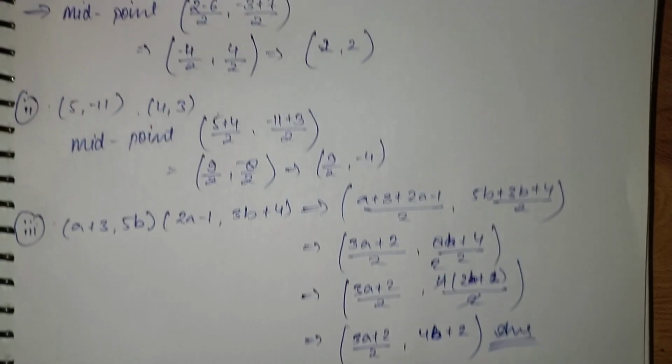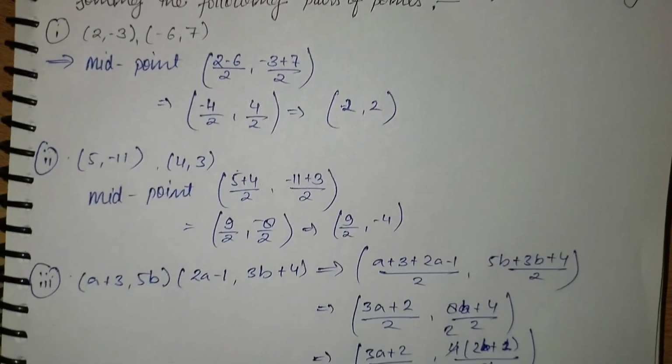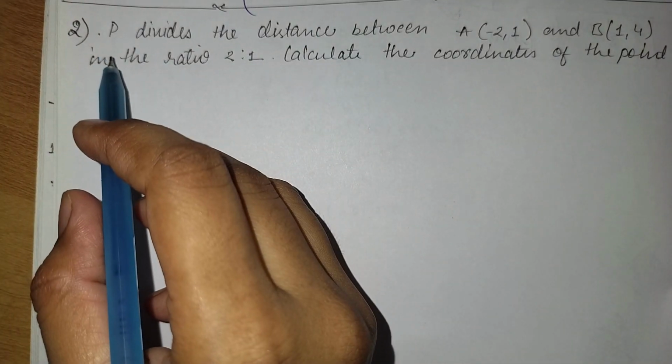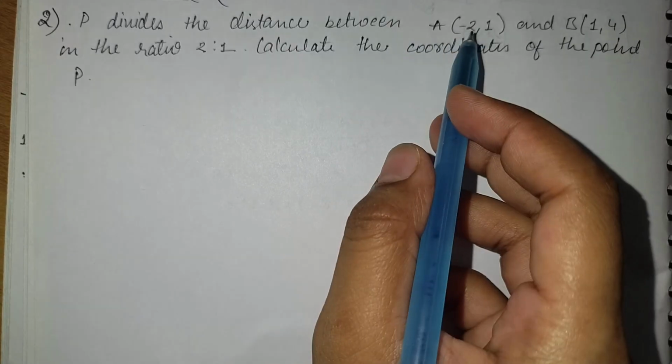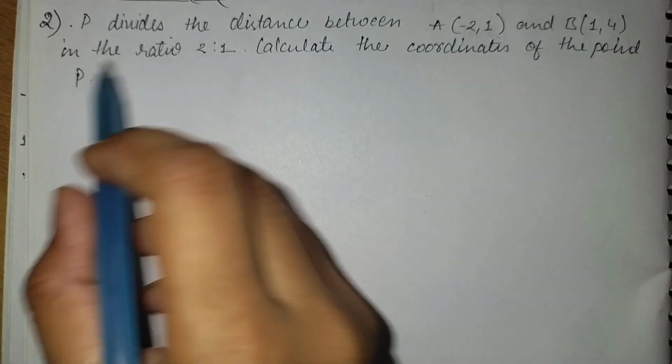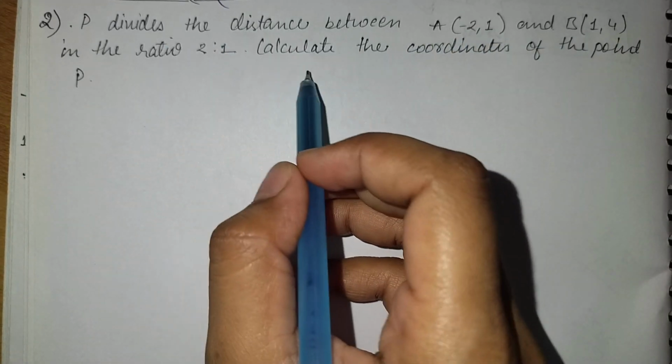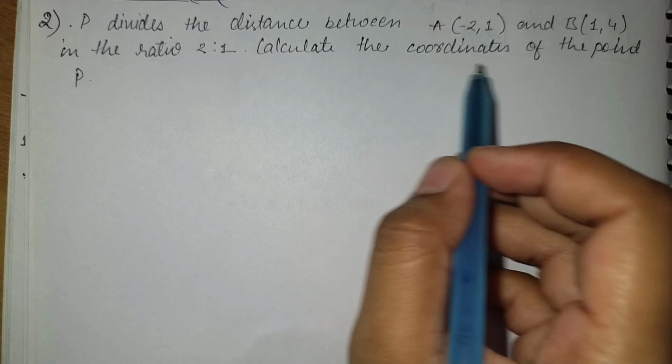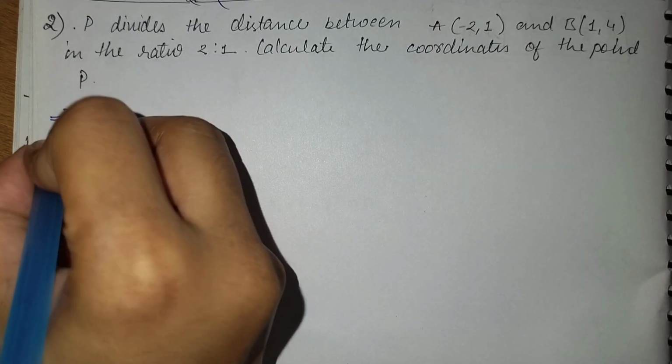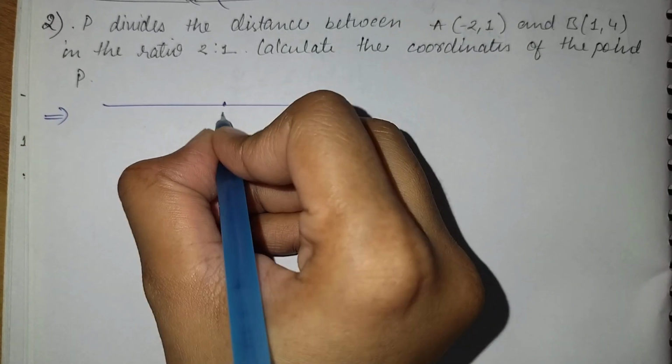Hence this is the final solution of question number 1, first, second and third part. Now let us solve question number 2. P divides the distance between A (minus 2 comma 1) and B in the ratio 2:1. Then calculate the coordinates of the point P. We have to find the coordinates of point P.